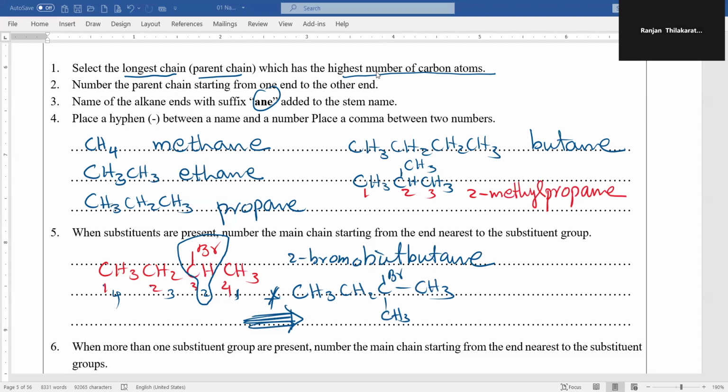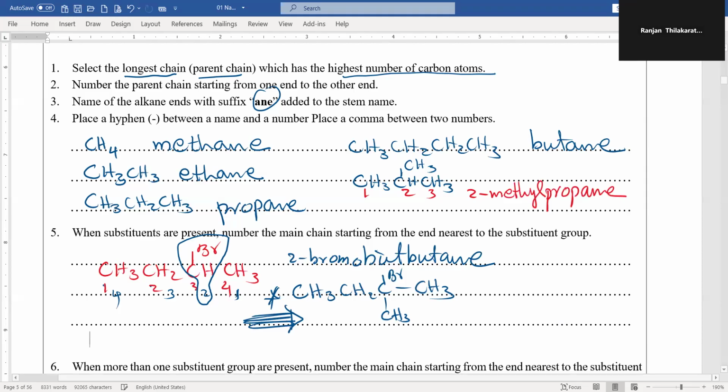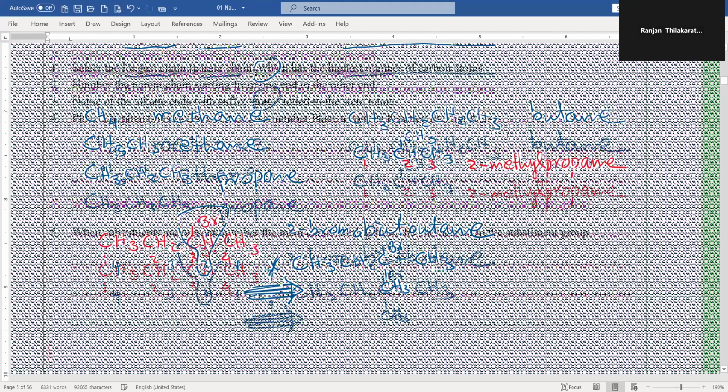Yes. One says 2-bromo-2-methylbutane. I will copy that name and paste it here. Yes, that's okay.